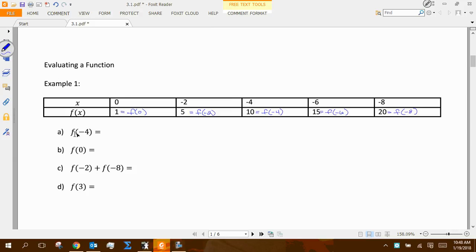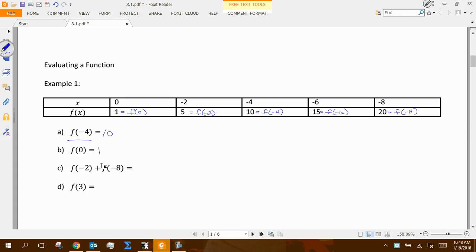If they want what is f of -4, that means the input was -4, so we're looking at this -4. What's the output you get? You get 10. Here it's saying what's f of 0? Well, the input was 0. Plug that into this rule, whatever it might be, and it's going to kick back this 1.